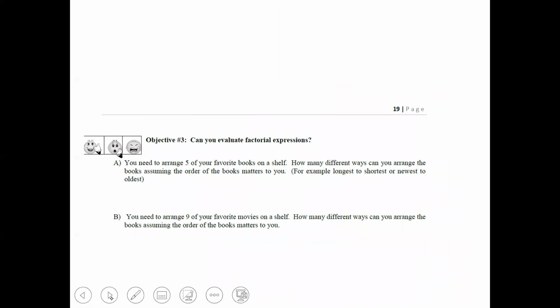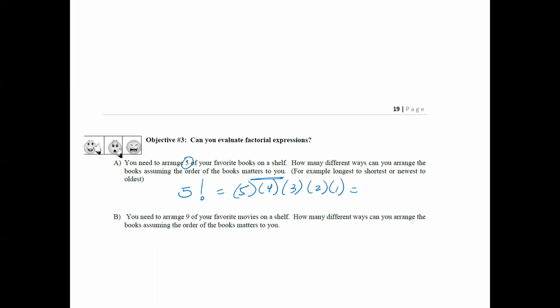All right, let's go ahead and take a look at objective number 3, using factorials, combination, permutations, etc. So objective 3, you need to rearrange 5 of your favorite books on the shelf. How many different ways can you arrange the books, assuming the order of the books matters to you, and you want to go from the longest to shortest? So in this case, it's just going to be 5 factorial. You're going to go in descending order, 5 times 4 times 3 times 2 times 1. You don't even need to write the 1 because anything times 1 is going to be that number. So what do all these numbers multiplied together equal? 120 different ways.